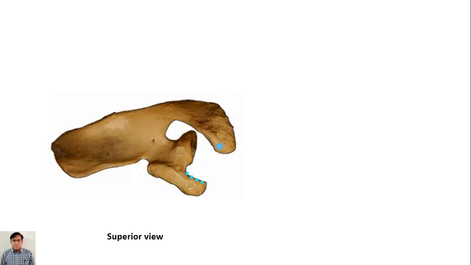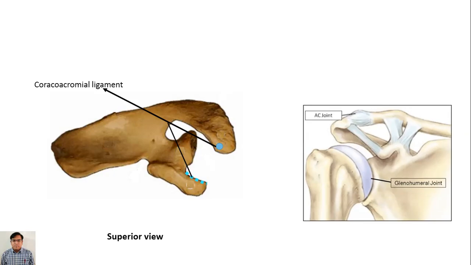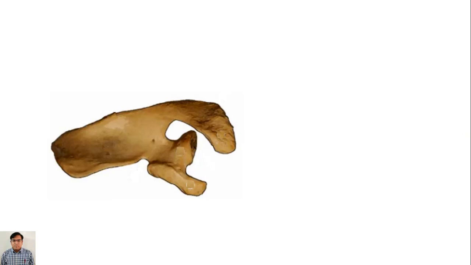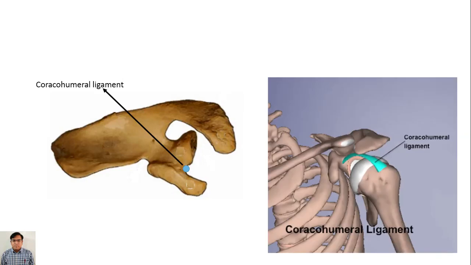These are the attachments of the coracoacromial ligament. One end is attached to the coracoid process and another attachment is on the acromion process. So in this photograph we can see the coracoacromial ligament. Next is the coracohumeral ligament on the posterior aspect of the coracoid process. This is the coracohumeral ligament. In this photograph we can see this green structure is the coracohumeral ligament.